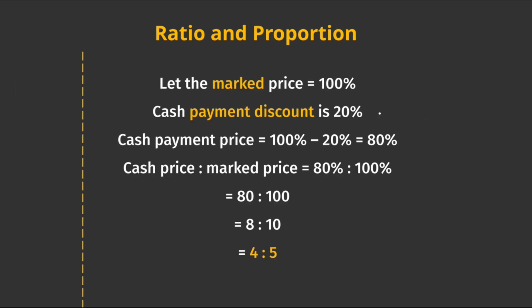We say let the marked price be 100%. So the cash payment discount is 20% right here, and the cash payment price will be the marked price 100% minus the discount, which gives us 80%. So now you can say that the cash price to the ratio of marked price will be 80% ratio 100%. So the ratio of the cash price to the marked price is 4 to the ratio of 5.